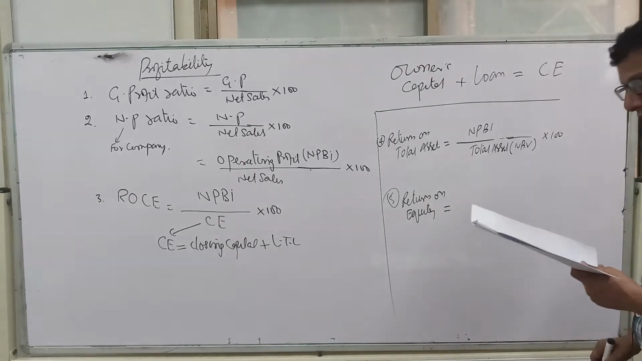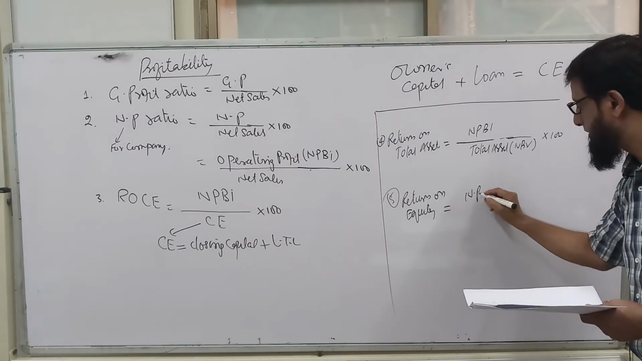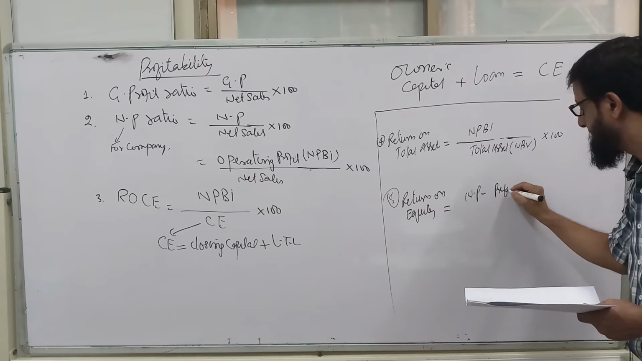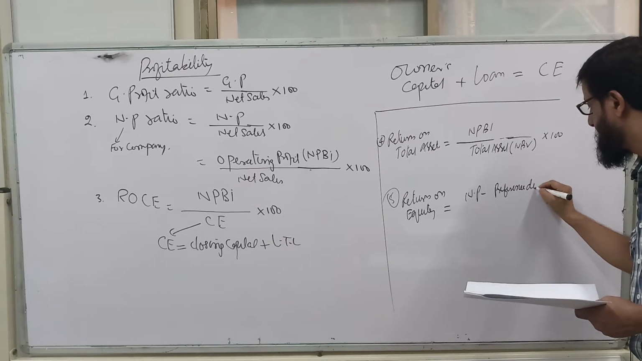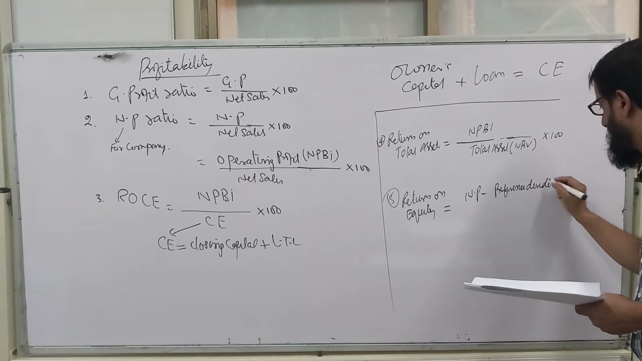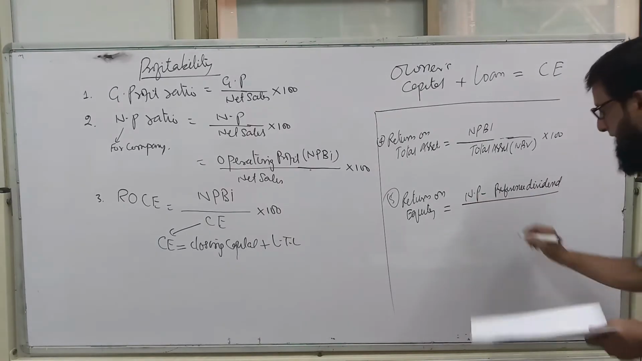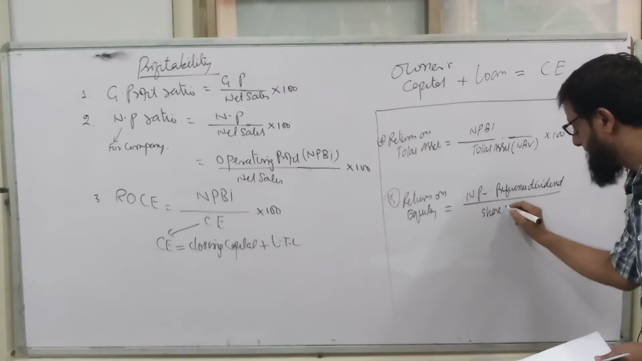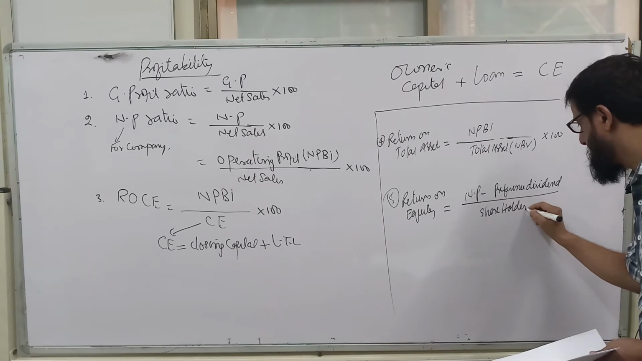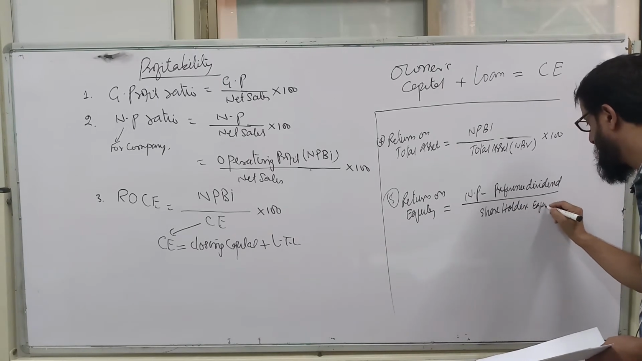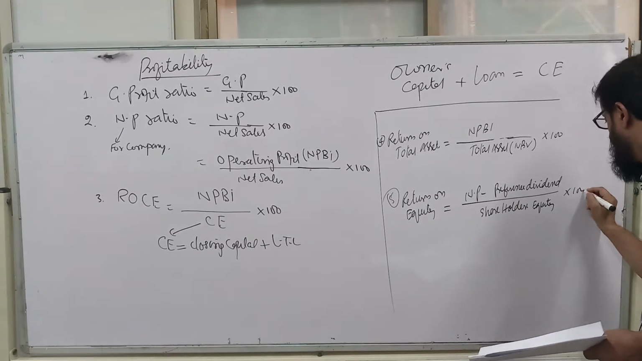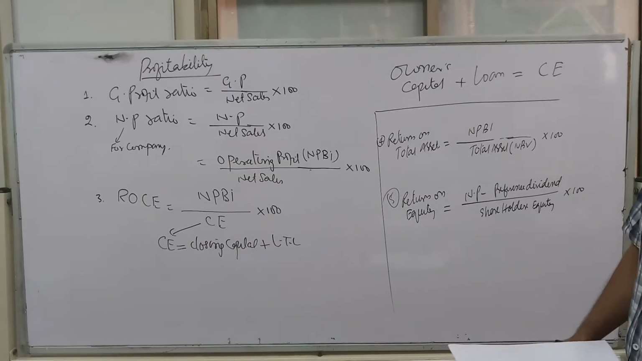Equity means shareholder equity. Here you can take the net profit minus preference dividend divided by shareholders equity, multiplied by 100.